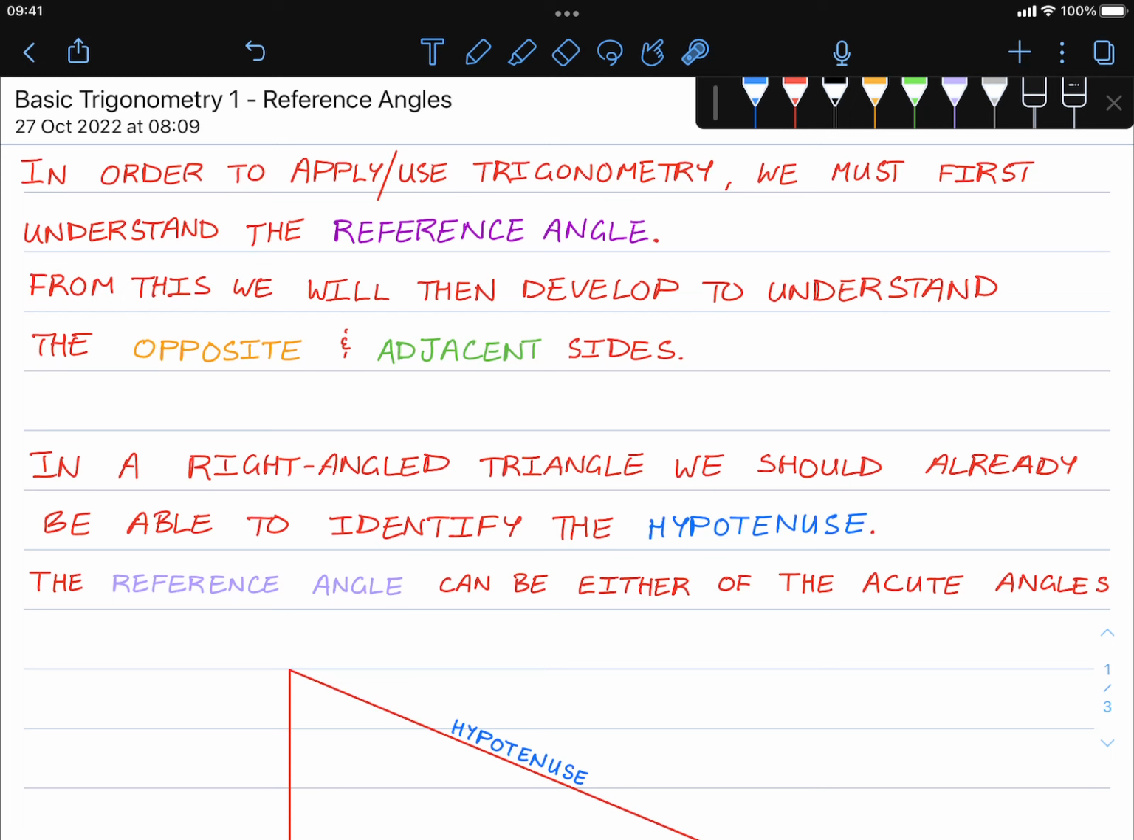Hello class, this is a video tutorial on basic trigonometry part 1. In this video, we'll learn about reference angles. In order to apply and use trigonometry, we must first understand the reference angle. From this, we will then develop to understand the opposites and adjacent sides.